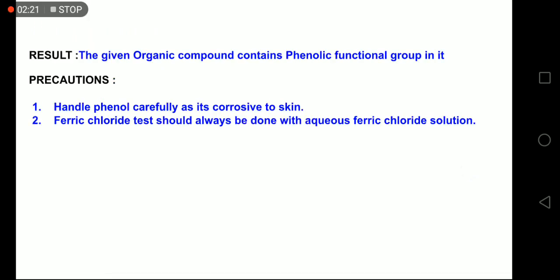The result would be the given organic compound contains phenolic functional group in it, and the precautions: the phenol is corrosive to skin. It should not come in contact with your skin, so you need to handle it very carefully. And ferric chloride test should always be done with aqueous ferric chloride solution. You should not take acidic or basic medium. Normal aqueous FeCl3 solution is to be taken.